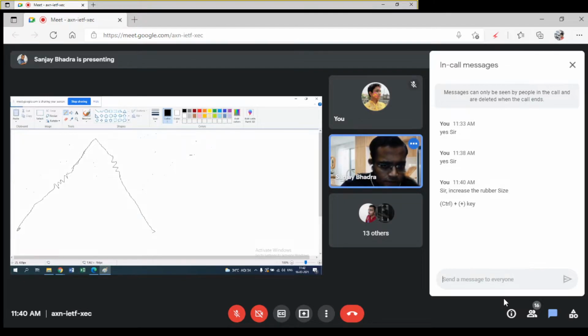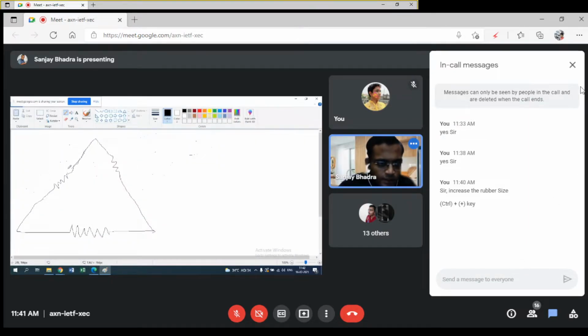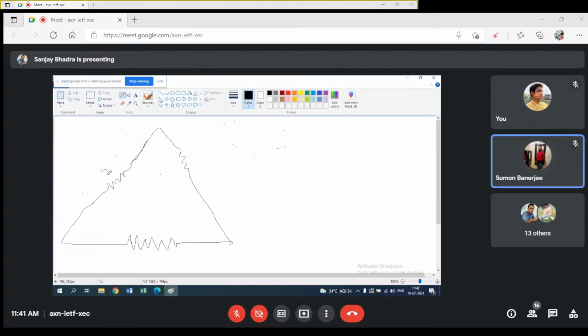Draw the delta configuration. So this is my delta configuration. What were the values over there? Can all of you see my screen? 5, 10, and 3. Yes, sir.